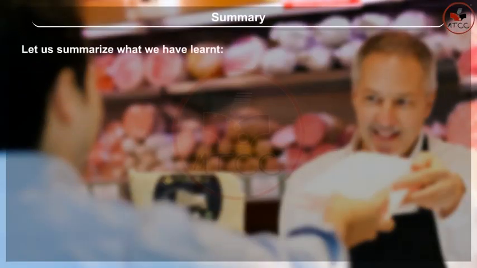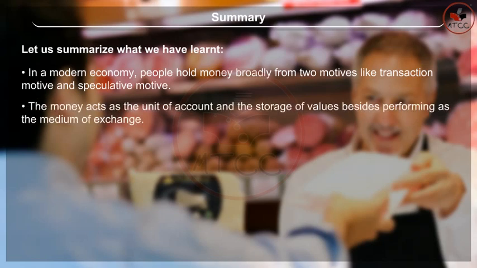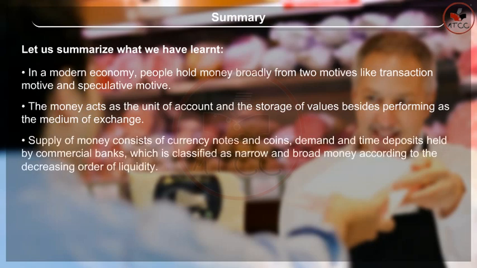Let us summarize what we have learned. In a modern economy, people hold money broadly from two motives: transaction motive and speculative motive. Money acts as the unit of account and the store of value, besides performing as the medium of exchange. Supply of money consists of currency notes and coins, demand and time deposits held by commercial banks, which is classified as narrow and broad money according to decreasing order of liquidity.